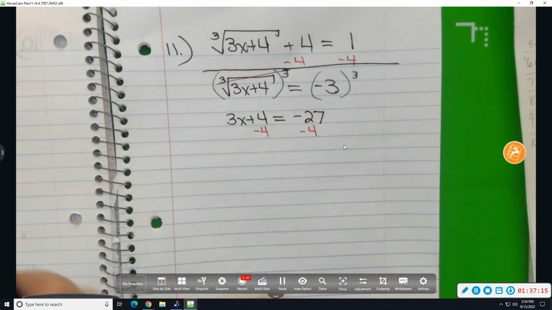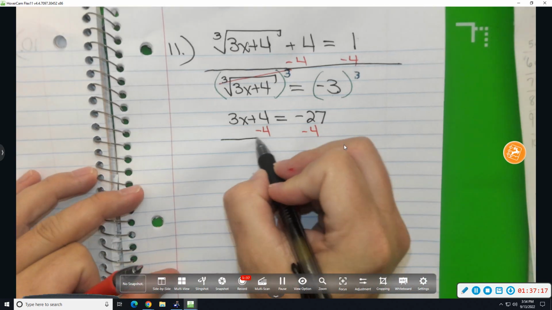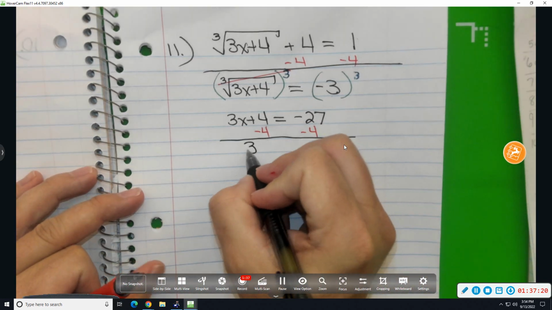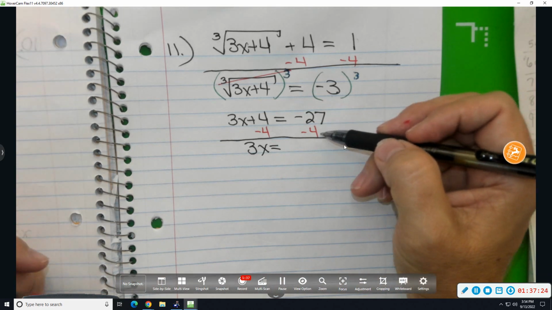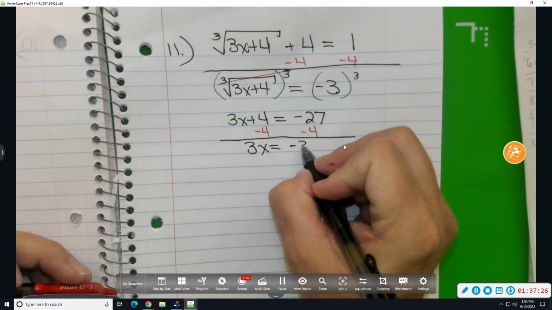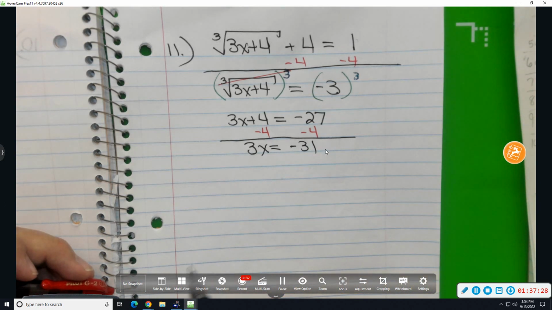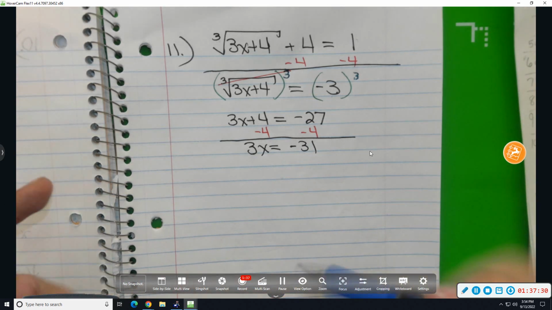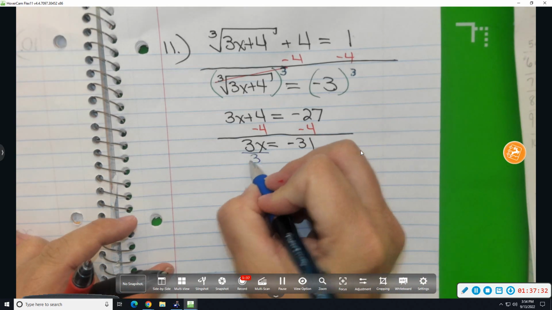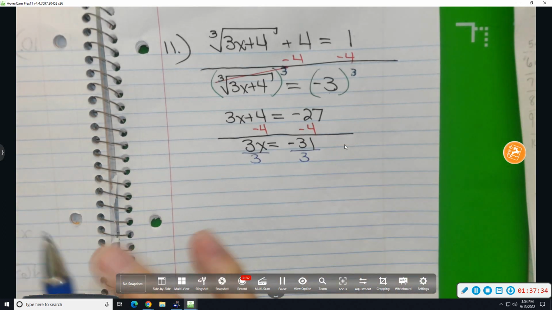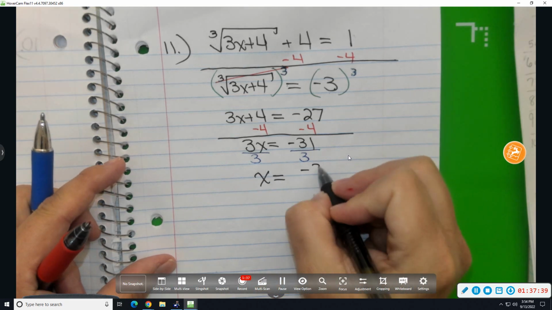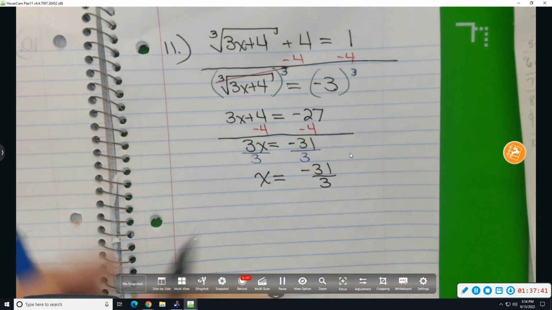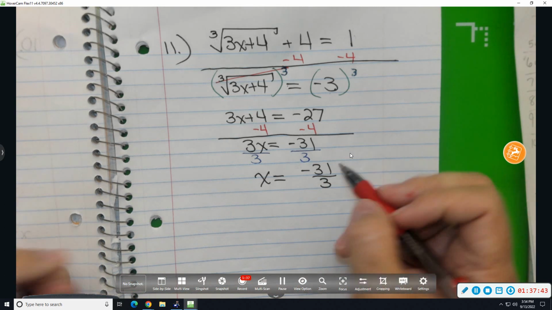Theoretically, you could have added the 27 and then subtracted the 31, but you're doing one extra step. Negative 27 minus 4 is negative 31. And then divide by 3. Equals negative 31 over 3. So we have x equals negative 31 over 3. And look what I'm doing, I'm just boxing that answer in.